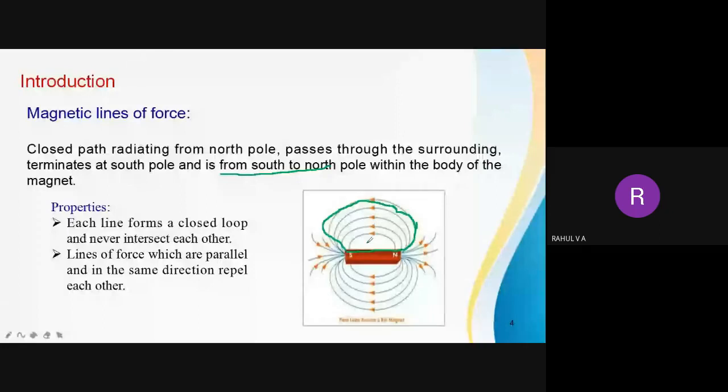Okay, so it travels from north pole to south pole through the surrounding of that magnet. Okay, then at the south pole what happens? At the south pole, it travels again to the north pole through the material. It is not through the surroundings. Okay, it is passing through the material.